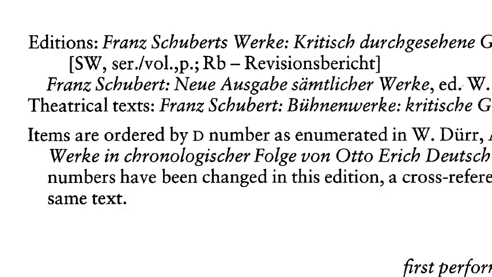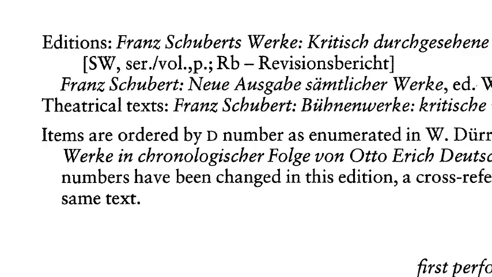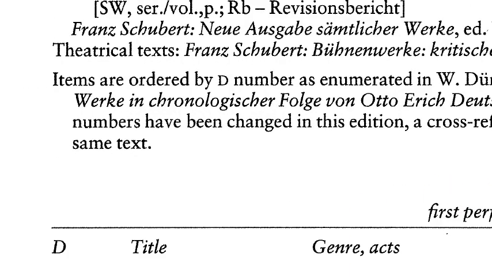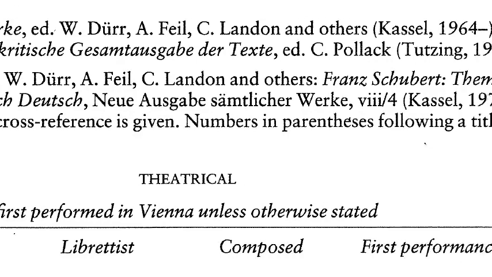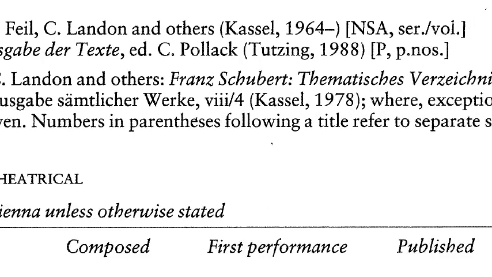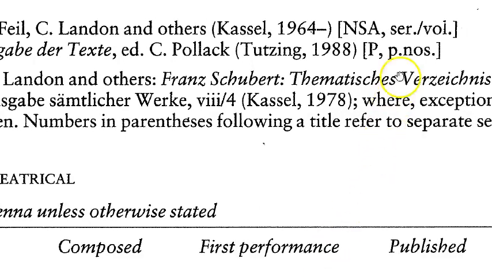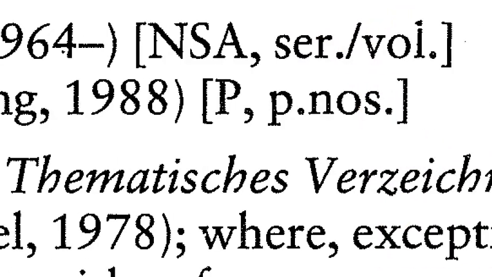Three editions are listed at the beginning of the works list. The first is the older Franz Schubert's Werke, abbreviated as SW for Schubert's Werke. And the second is the newer Franz Schubert Neue Ausgabe Sämtliche Werke, abbreviated as NSA for Neue Schubert Ausgabe. Both citations give a key for parsing the series and volume numbers in works list references. This is especially important because the Schubert's Werke and the Neue Schubert Ausgabe numbers are here listed together in one column.